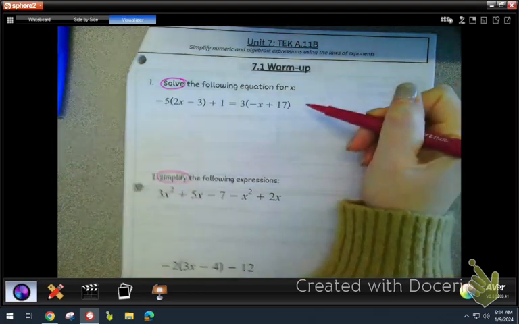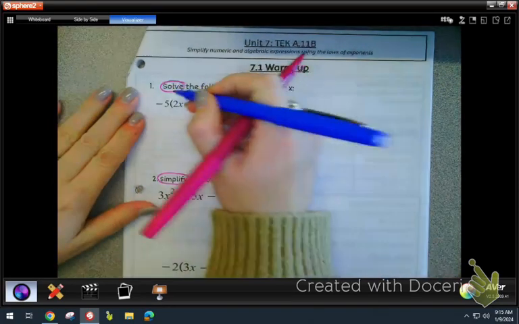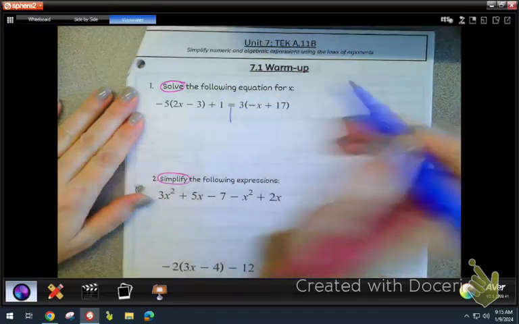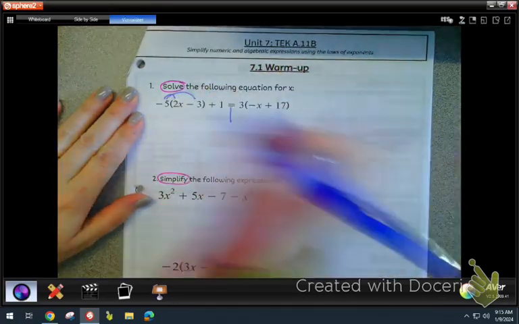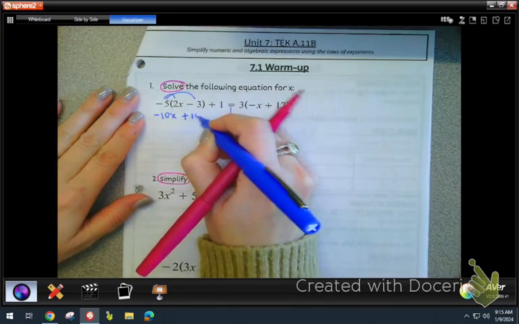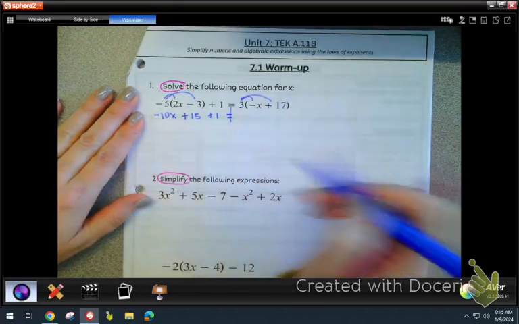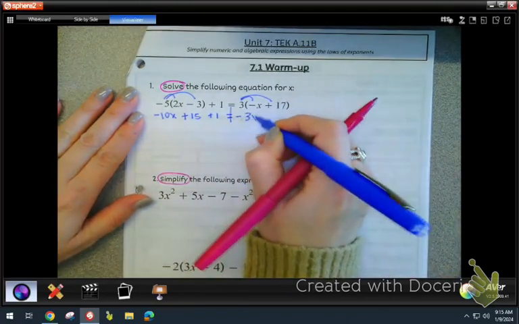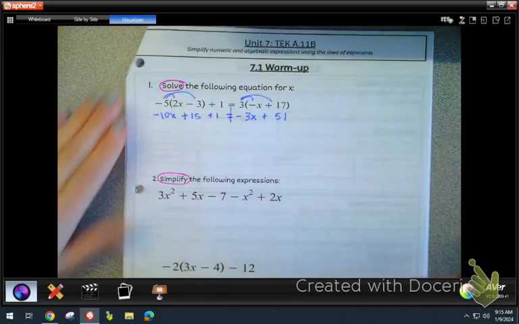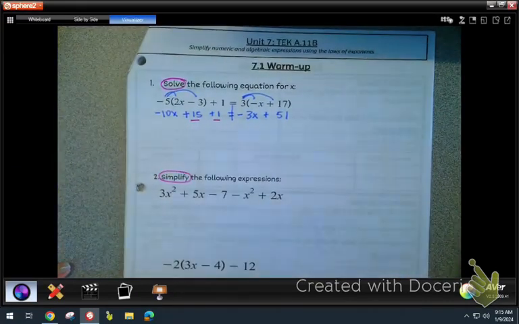Most of you guys were rocking and rolling on number 1. What did y'all do? I'm going to write it down, but y'all kind of coach me through it, because I saw a lot of y'all do it right. First thing, what'd you do? Distribute. And so we had negative 10x. A negative times a negative is a positive. Do I distribute to the 1? No. Nope, because it wasn't in the parentheses. And then I had negative 3x plus 51. What'd you do right here? Those two, combine those, okay? Added them together. And that's essentially all you really have to do on these last two problems.